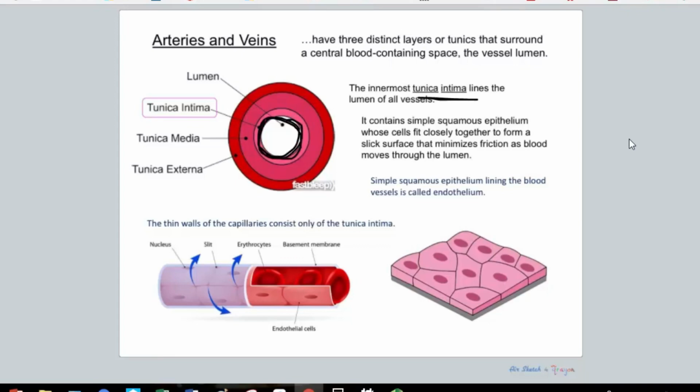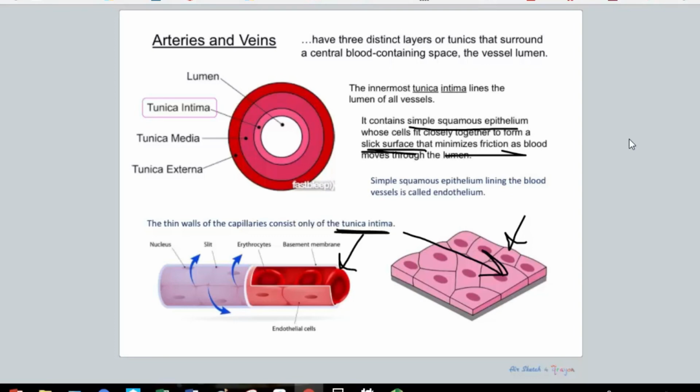What the tunica intima does is it contains a single layer of simple squamous epithelium. So here's your simple squamous epithelium. The cells fit tight together, and they form a slick surface that minimizes friction as blood is going through the lumen here. And actually, when we get down to the capillary level, all capillaries are is the tunica intima. The only thing they are is this thin layer of simple squamous cells.